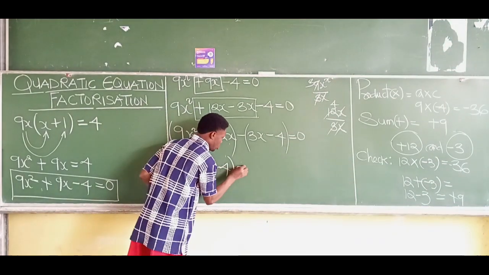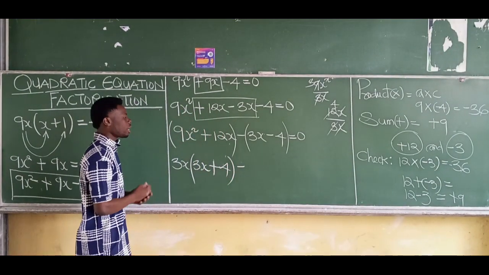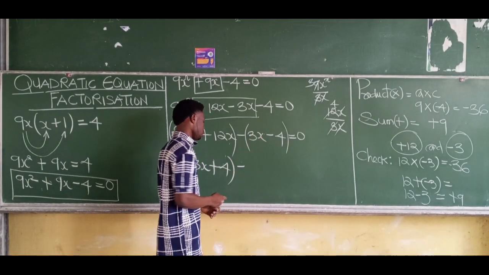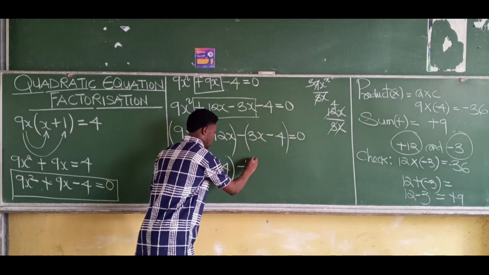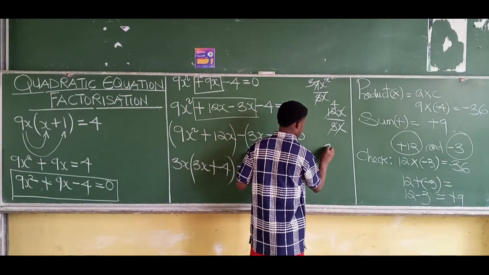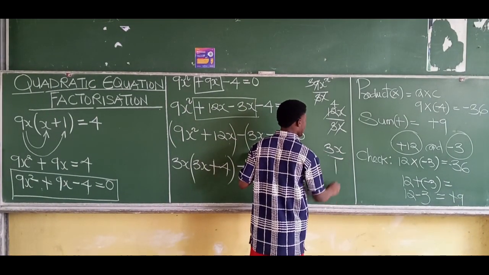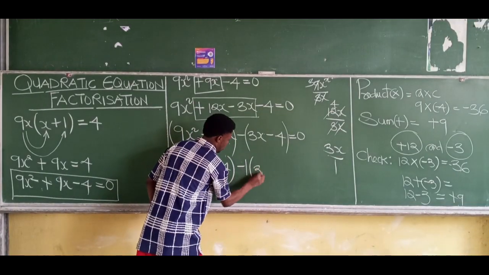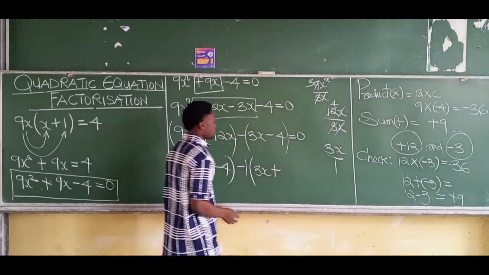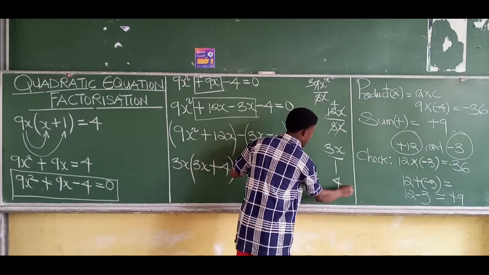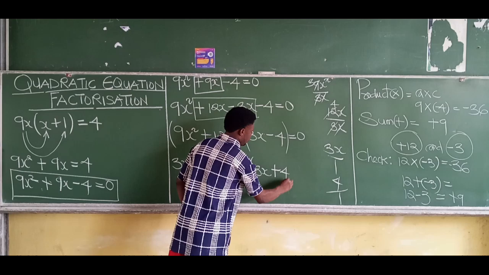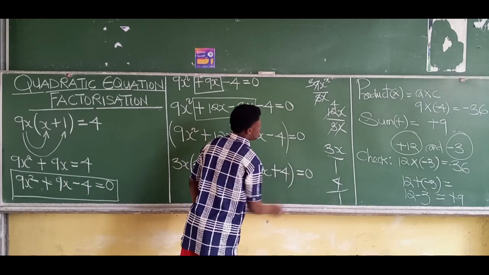Let's do the same thing to the second bracket. Minus the highest common factor between 3x and minus 4 is just 1. Therefore, 3x divided by 1 gives 3x plus 4 divided by 1 gives 4. This is equal to 0.